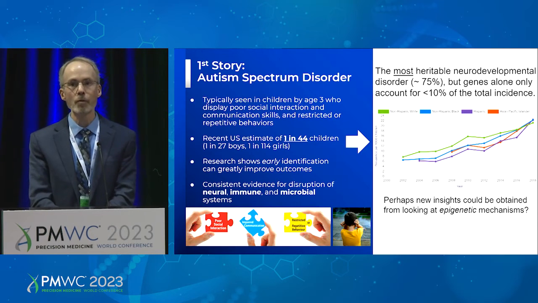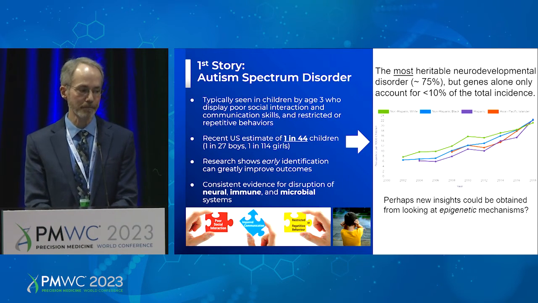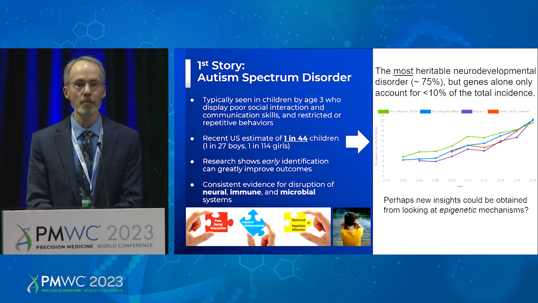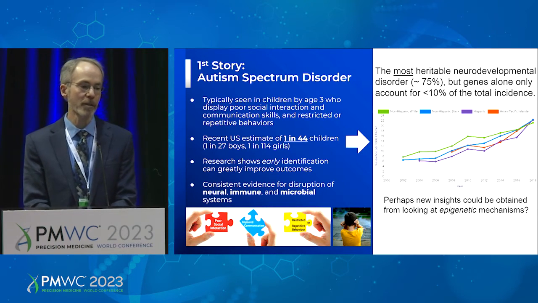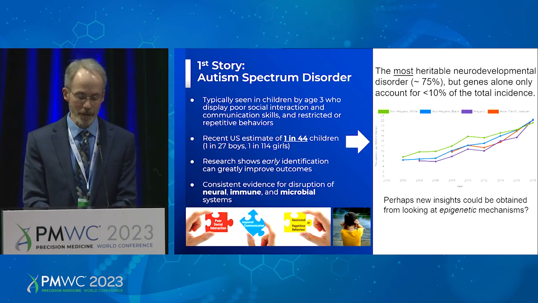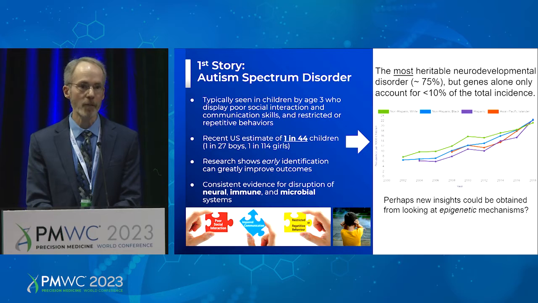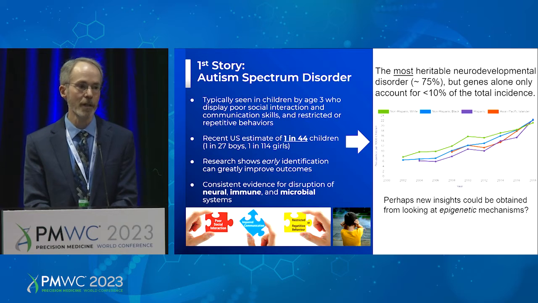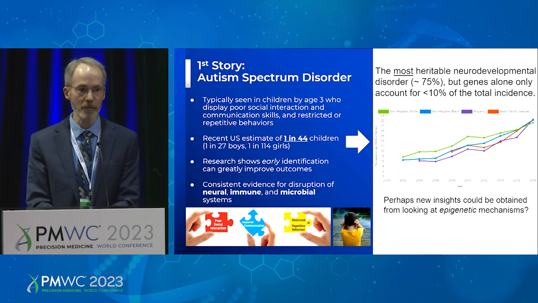So let me begin with a discussion on autism. Autism, as many of you would be familiar with, typically presents at or around age 3 with behaviors that indicate changes in social interaction, social communication, and frequently restricted and repetitive behaviors will emerge. The incidence of autism has been increasing over the past few decades and presently is approaching 2%, approximately 1 in 44 children, although the rates are 4 times higher in males than females.